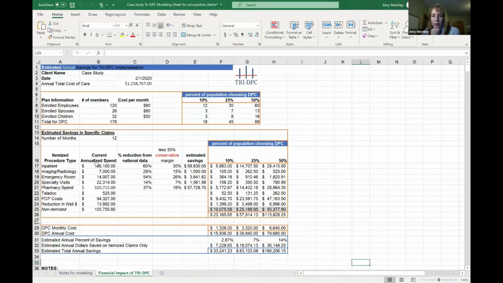Then I take the current spend. So this is the data that I just showed you, the inputs. And here are some statistics from a lot of the different databases, or the different research data, on lowering the cost in direct primary care. So we know from the national data that inpatient care is reduced by 60%. Imaging radiology is 29%. This is where that 10 to 30% overall savings comes from. ER visits or ER costs are down by 54%, specialty visits, et cetera. So those are the percent decrease that you should see.